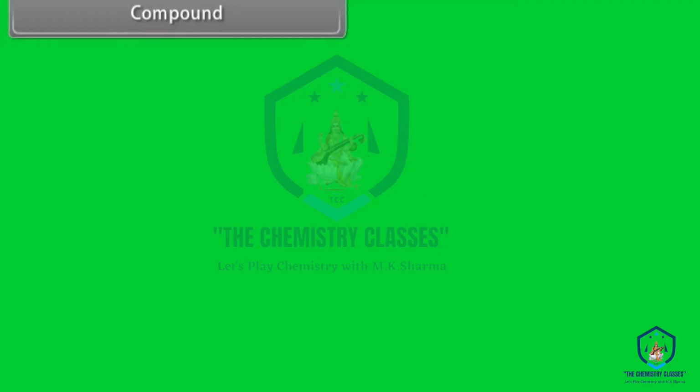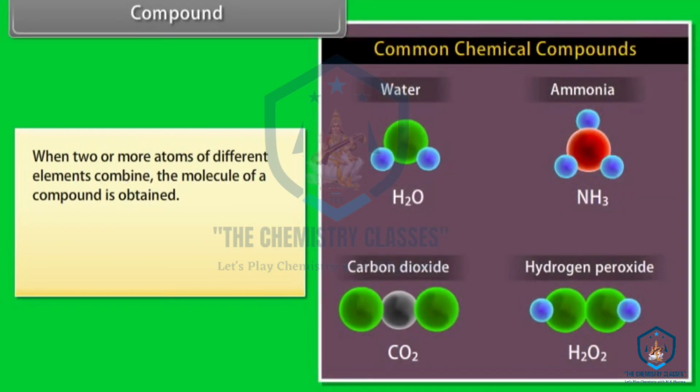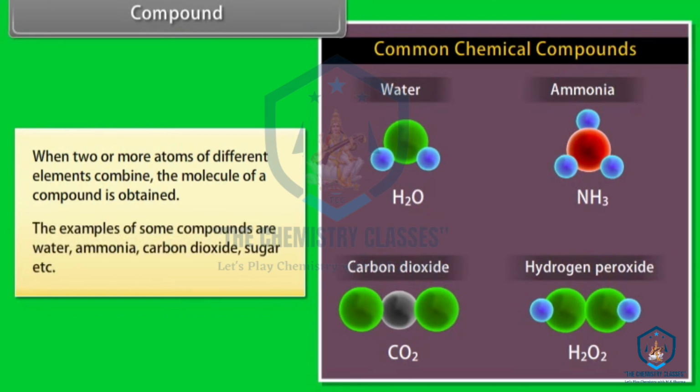Compound. When 2 or more atoms of different elements combine, the molecule of a compound is obtained. The examples of some compounds are water, ammonia, carbon dioxide, sugar, etc.